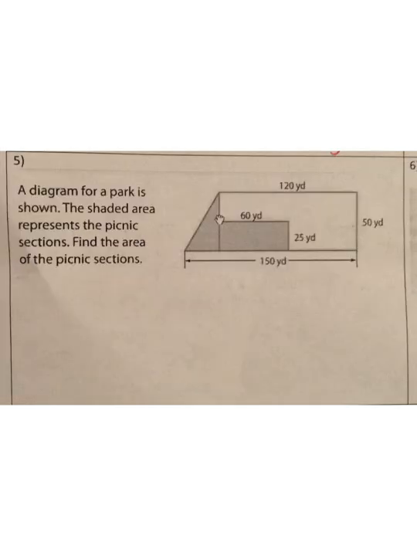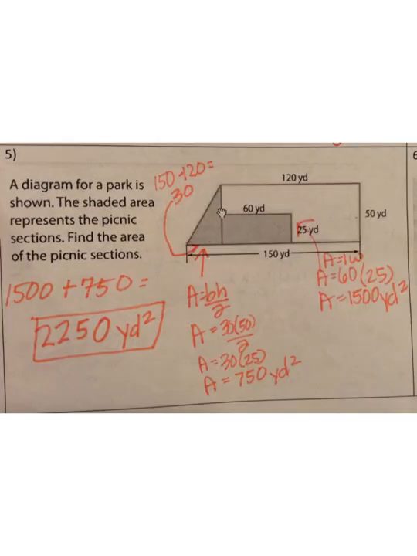Number 5, a diagram for a park is shown. The shaded area represents the picnic sections. Find the area of the picnic sections. Okay, so what I started with is over here, this rectangle, because it's 60 by 25. An area of a rectangle is length times width, and I got 1,500 yards squared.